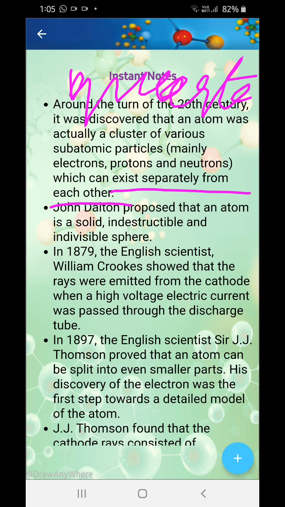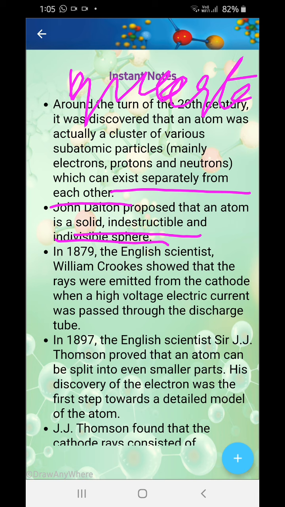Okay, John Dalton proposed that an atom is a solid, indestructible and indivisible sphere. Before the 20th century also there was a belief, and big scientists told us that no, atoms cannot be divided.